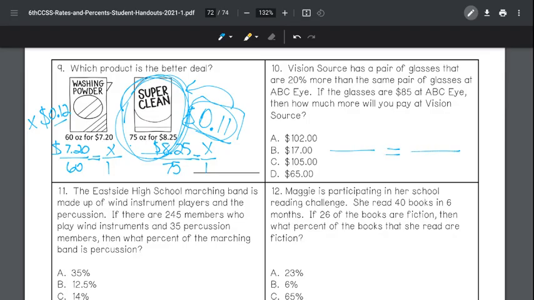Set up our proportion. I know they're going to charge me 20% more, so I'm going to put 20 over 100, and I know that 100% of the cost at ABC Eye was $85. So if I'm looking to see 20% more, I'm going to find 20% of that cost. It's going to give me the number of dollars that I'm going to have to pay extra. So if you cross multiply and divide, 85 times 20 and divide that by 100, you're going to pay 17 extra dollars. The answer is B.